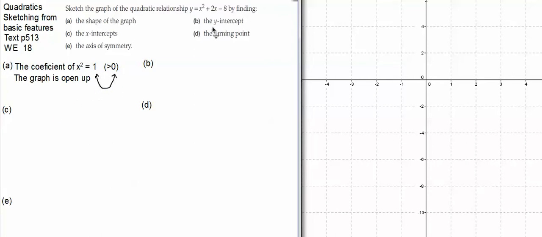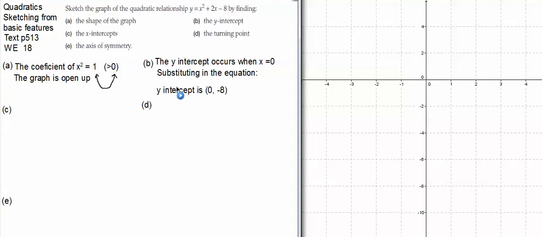Secondly, the y-intercept. Well, we know the y-intercept occurs always when x equals 0. So we can substitute x equals 0 into the equation here. If x equals 0, this is 0, this is 0, so the y value is negative 8. So the y-intercept is (0, -8).